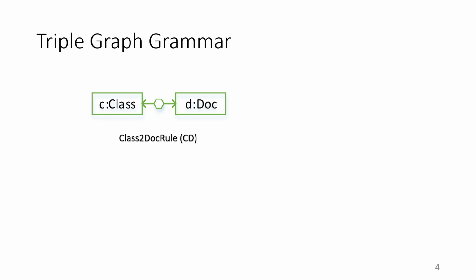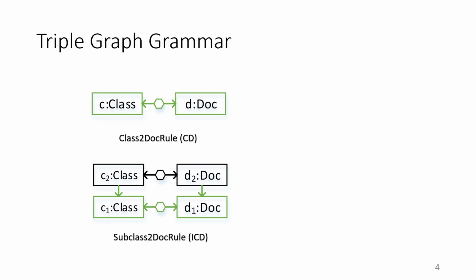In our running example, we have a very simple class diagram model on the left and a documentation model on the right side. And our first TGG rule, the CD rule, tells us that we can create a new class together with a corresponding document and a mapping link in between at the same time, and we indicate the creation of elements with the color green. So given that we already have a class with a corresponding document, which is here indicated in black as a precondition, we can use our second rule, the ICD rule, to create a subclass together with a corresponding subdocument.